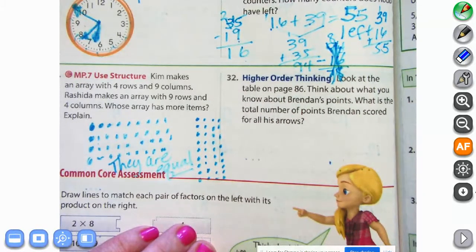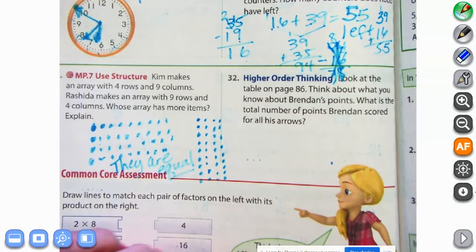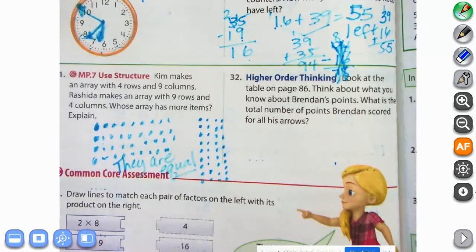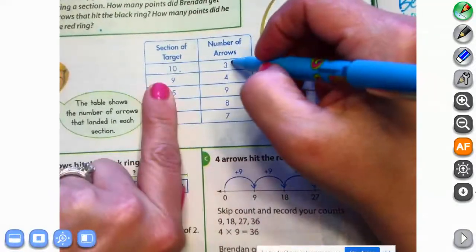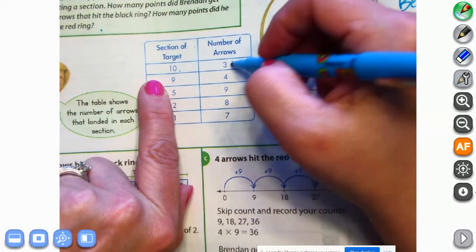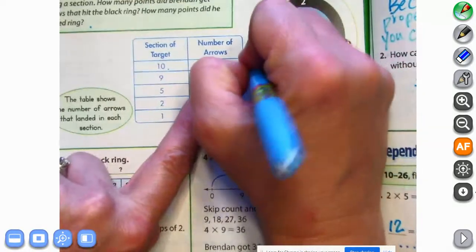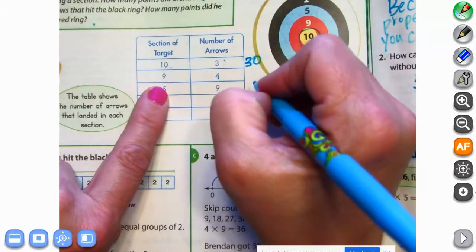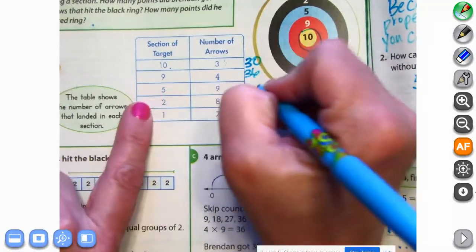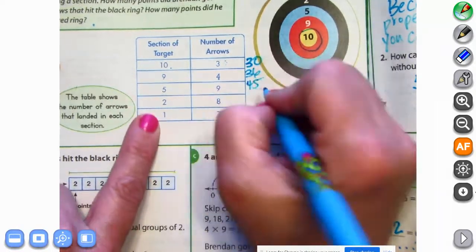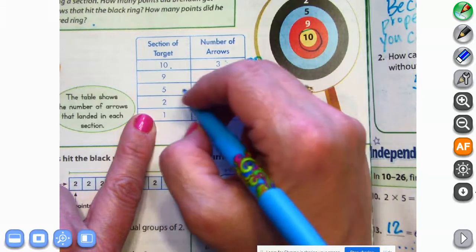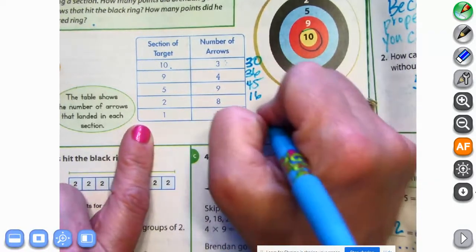Number 32 says, look at the table on page 86. Think about what you know about Brendan's points. What is the total number of points Brendan scored for all his arrows? Okay. So all of his arrows, we're going to add those up. 3 arrows at 10 points each, so that's 30. 4 arrows at 9 points each, that's 36. 9 arrows worth 5 points each is 45. 8 arrows times 2 is 16. 7 times 1 is 7.